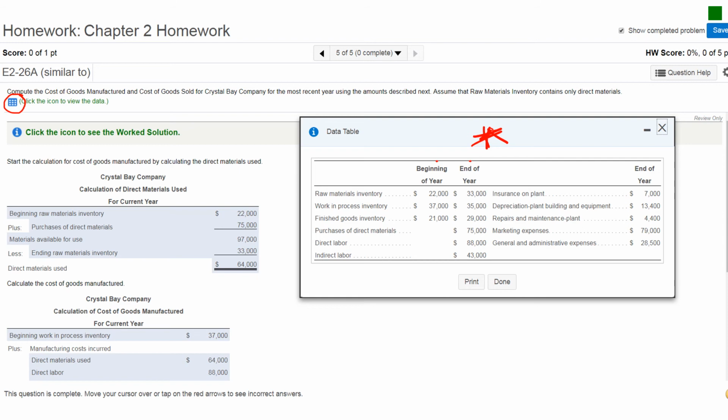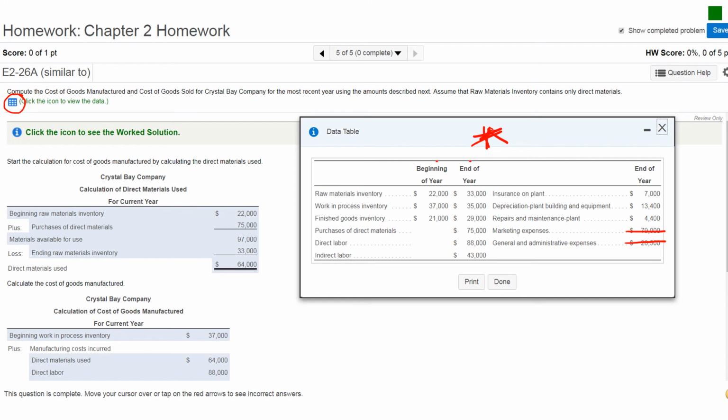We've got direct labor, indirect labor, insurance on plant, depreciation on plant, repair and maintenance plant, marketing expenses, and general admin. So on this problem, we are not going to be looking at the period cost. If you look at your data, there is some information here that you will not need. For example, you're not going to need the marketing. That's not going to be relevant because that's a period cost. You're not going to be needing the general and administrative expenses. That is a period cost. Everything else, though, relates to the product cost.